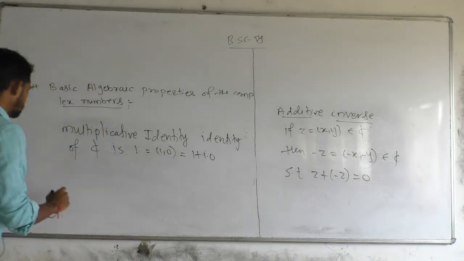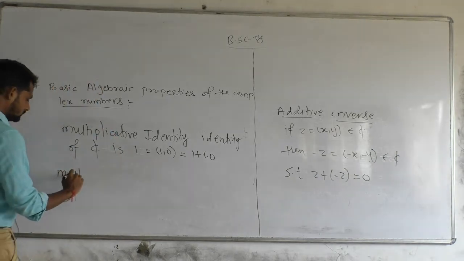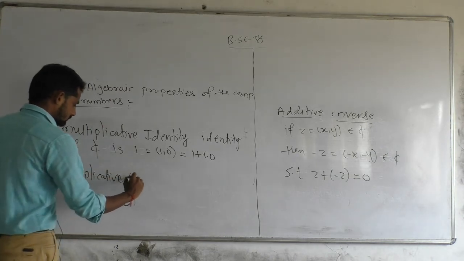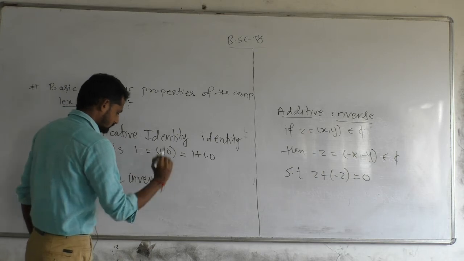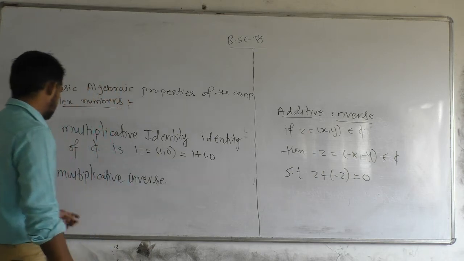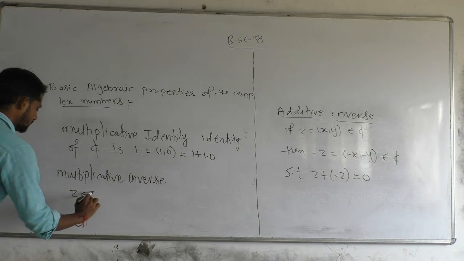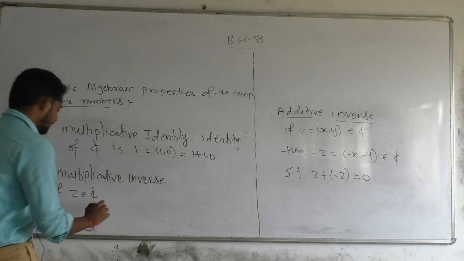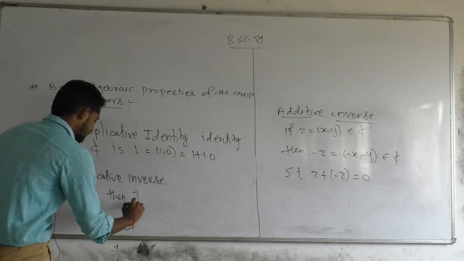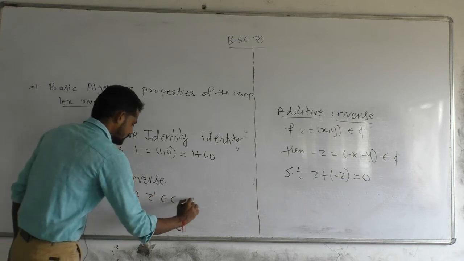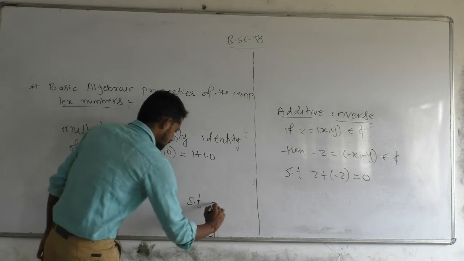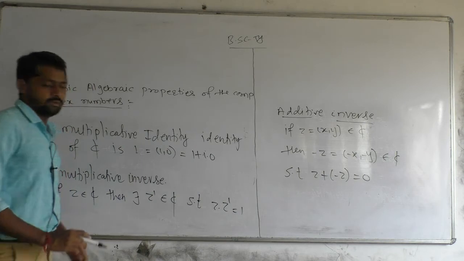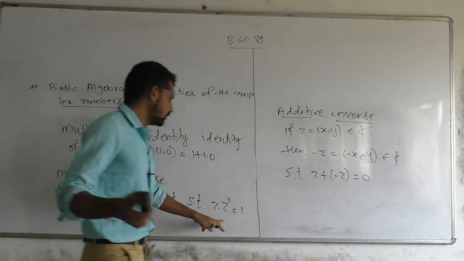Now, multiplicative inverse. So if z belongs to C, then there exists z' belonging to C such that z times z' is equal to the multiplicative identity. We have to find the value of z'.